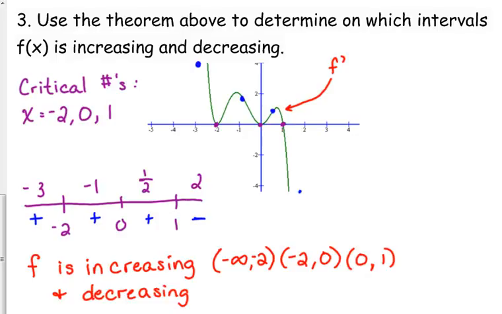So our function is increasing from negative infinity to negative 2, negative 2 to 0, 0 to 1, and then it's decreasing from positive 1 to positive infinity. Those are the conclusions that we can draw if this is our derivative and we're trying to talk about the original.